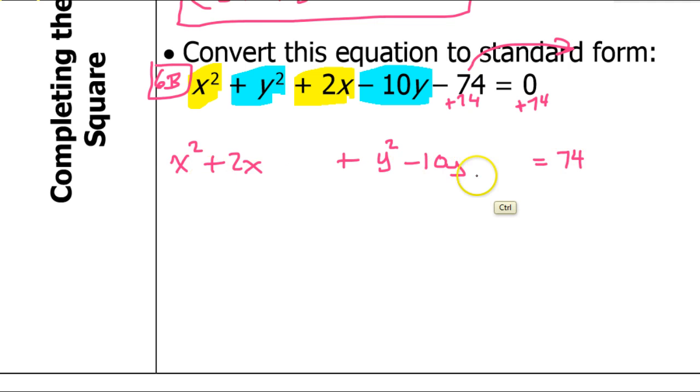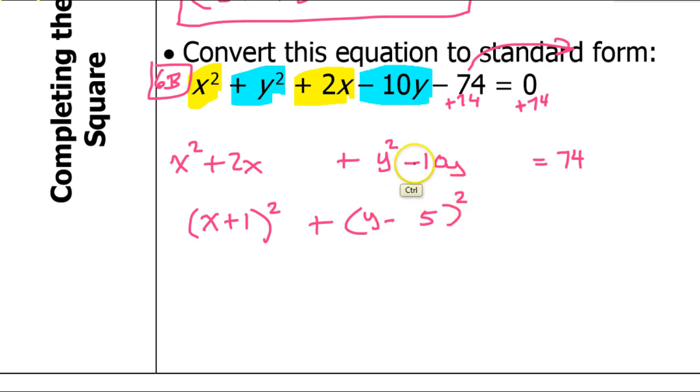So I'm going to complete the square twice. On this side, I'm going to have x plus 1 squared. That comes from taking half of this. I'll have a plus in between. Now, from right here, I'm going to have y minus 5 squared. The minus is because of the 10 that is negative. And again, I'm taking half. Half of negative 10 is negative 5.